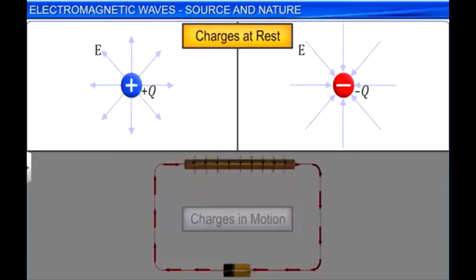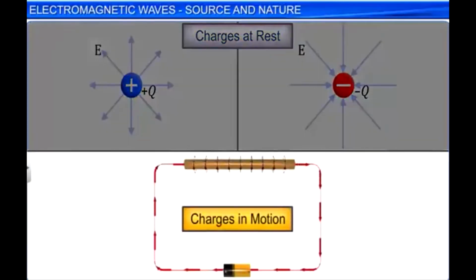We have learned that charges at rest produce an electrostatic field, and charges in a steady current carrying conductor produce a constant magnetic field around it.